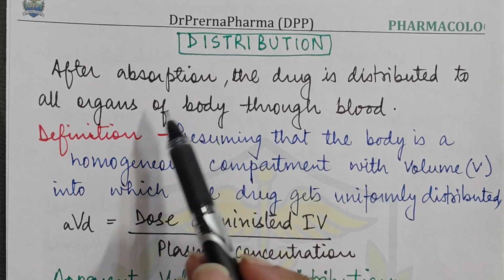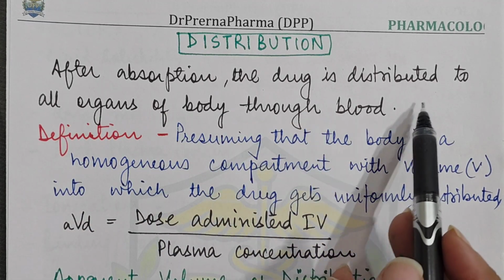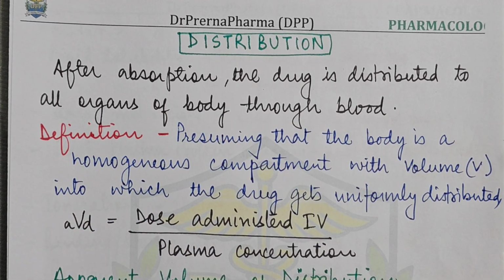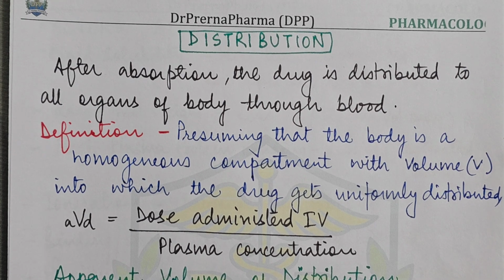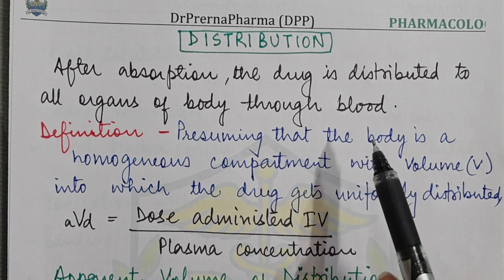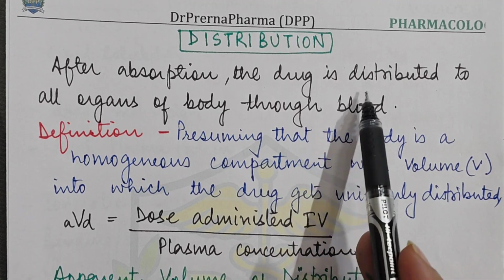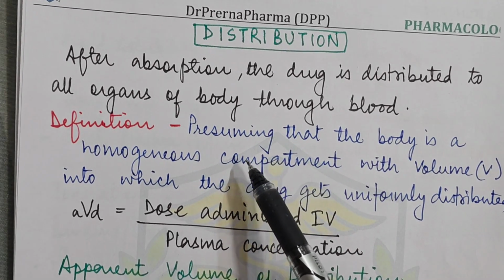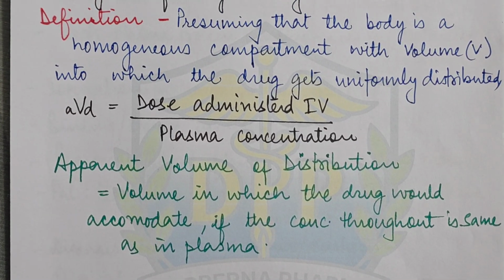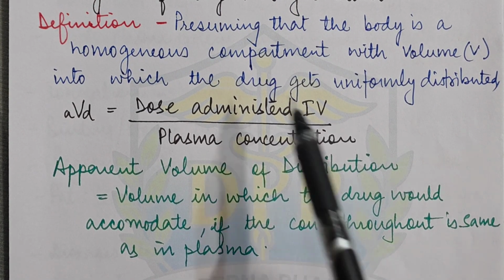What is distribution? After absorption, the drug is distributed to the organs of the body through blood. So once the drug has been absorbed from the stomach or any other site, say intramuscular or subcutaneous injection, the drug has to reach the target organ by the bloodstream. That is distribution. Okay. So if we talk about the definition, please understand this very properly.